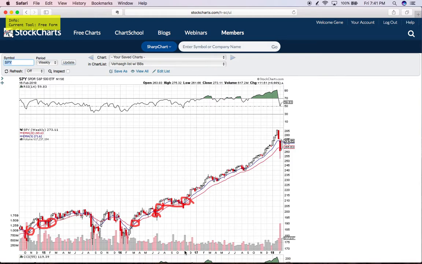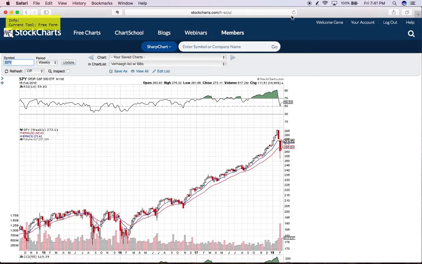Look, this is right after the election, November of 16. This is the Trump rally, and so ever since Trump got elected in November of 16, you'd be in, and you would ride it all the way, all the way, all the way till two weeks ago. And that's just doing a weekly chart.